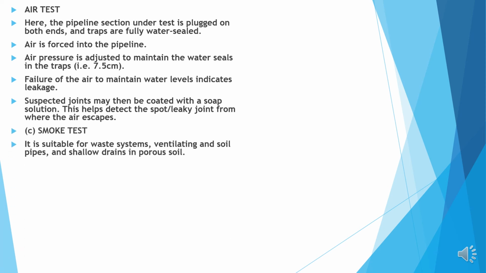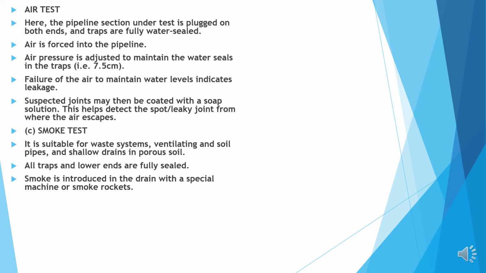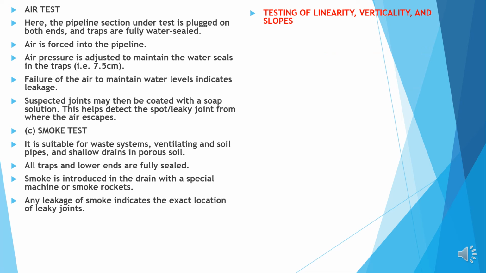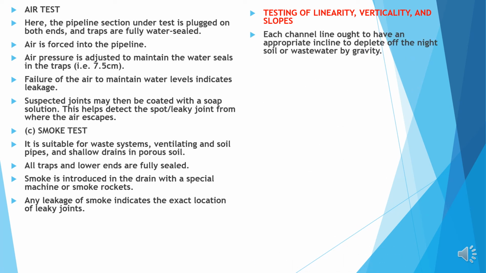Smoke test. It is suitable for waste systems, ventilating and soil pipes and shallow drains in porous soil. All traps and lower ends are fully sealed. Smoke is introduced into the drain with a special machine or smoke rockets. Any leakage of smoke indicates the exact location of the leaky joints. Testing in linearity, verticality and slopes.